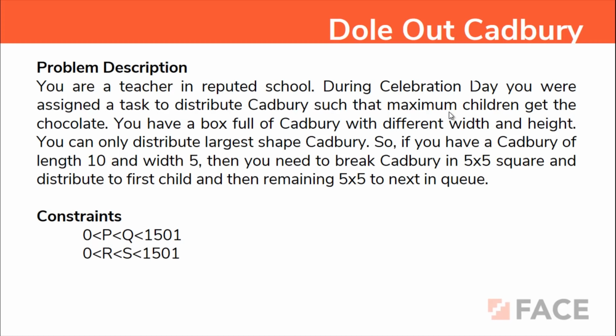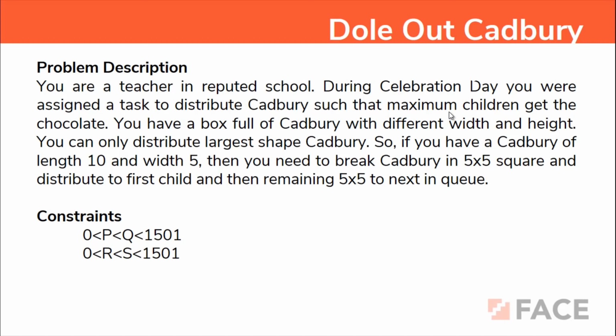You will not just distribute the Cadbury like that; rather, you will distribute it only in the form of squares to the kids. Let's assume you have a Cadbury bar which has 10 rows and 5 columns. So the total number of Cadbury pieces inside the chocolate would be 10 into 5, 50. You can't give that rectangular 10 cross 5 bar as it is. Rather, you'll break it into square pieces. So how will you break this 10 cross 5 into square pieces?